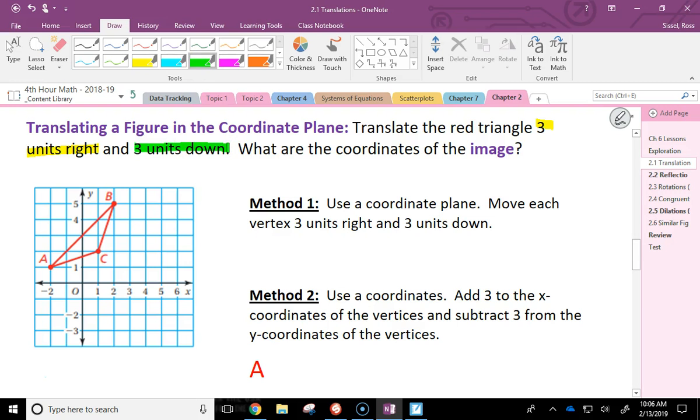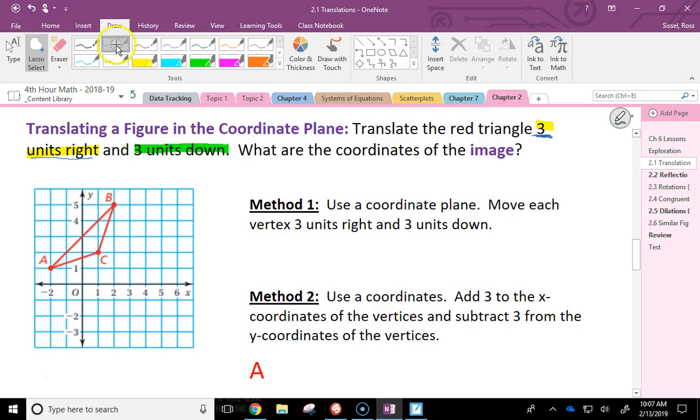So what I'm going to do is method 1, I'm going to go to each vertex point. And I'm going to underline this in blue so you see I'm doing this one in blue. I'm going to go 3 units right. So 1, oh, you're not ready.